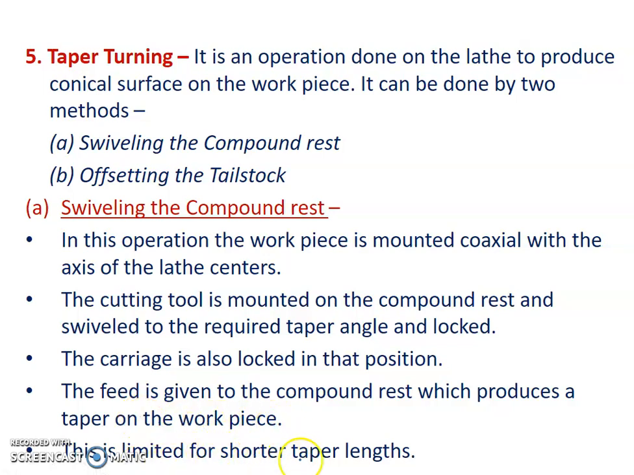This is limited to shorter taper lengths. So we cannot produce a taper of bigger length. Only a smaller length of taper surface can be produced on the cylindrical workpiece. In the sketch, we can understand clearly how it is done.